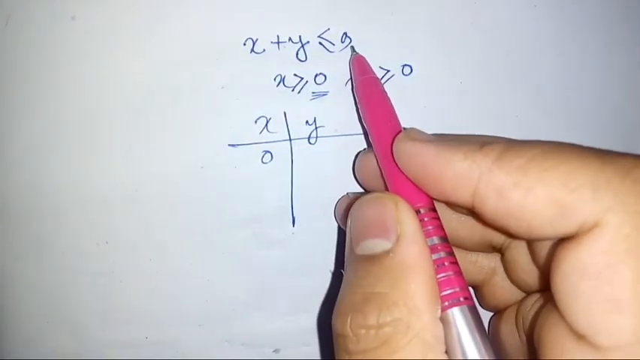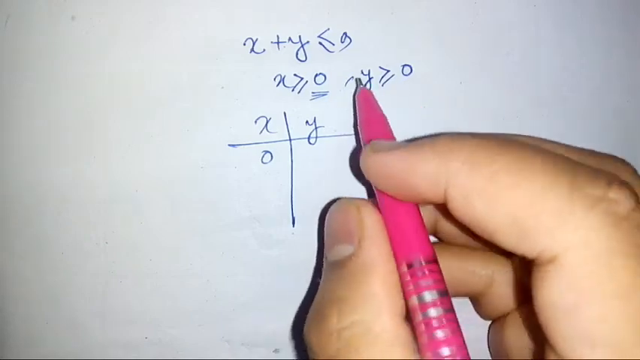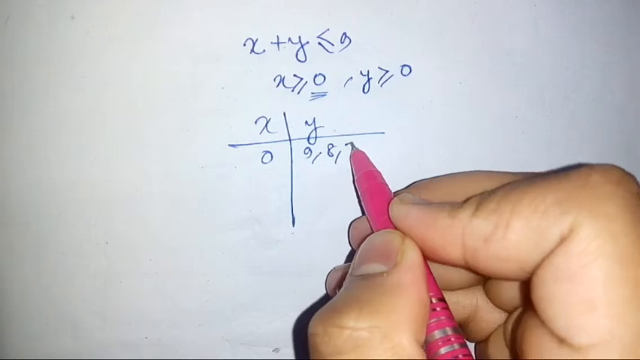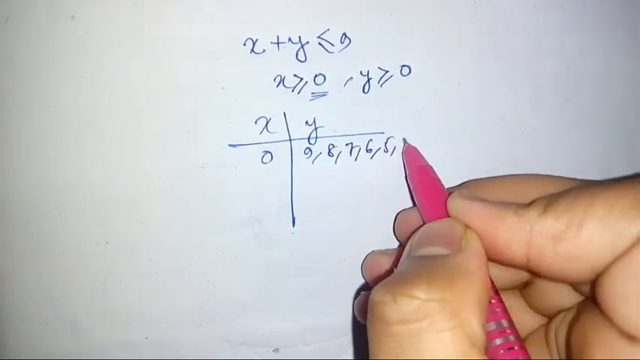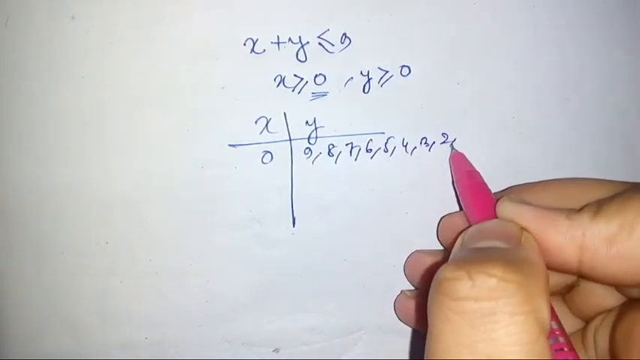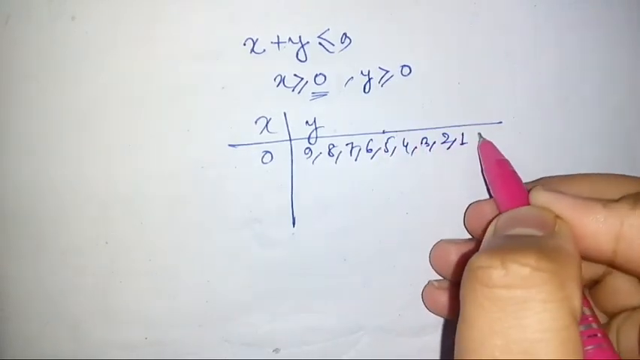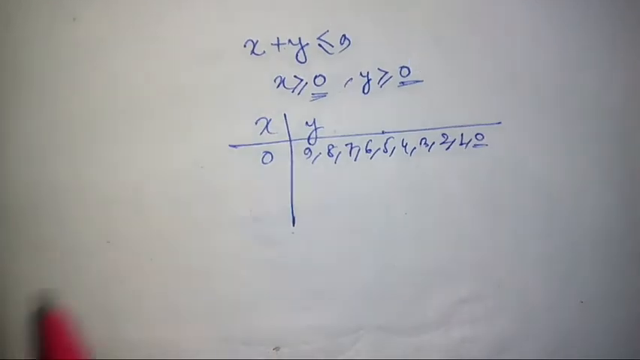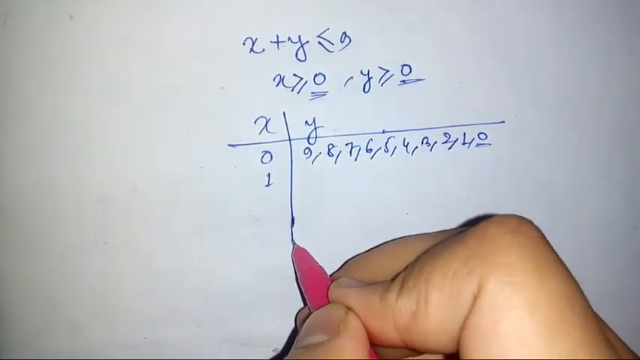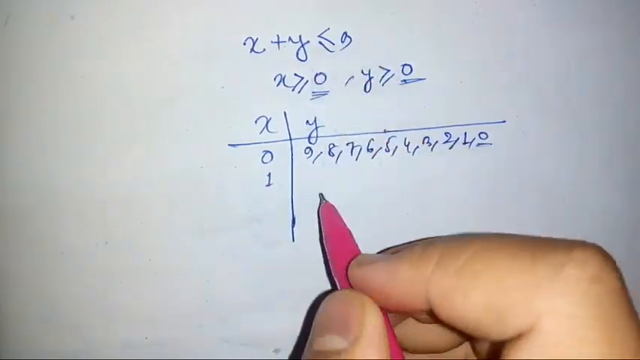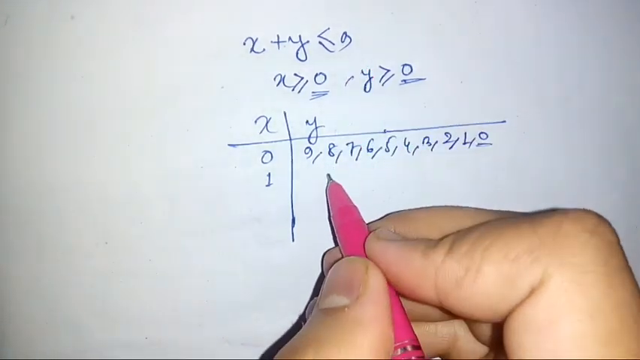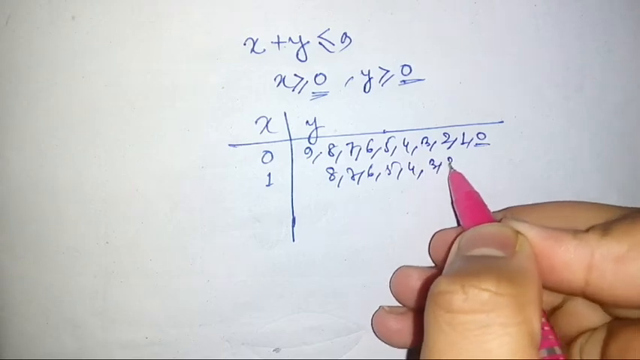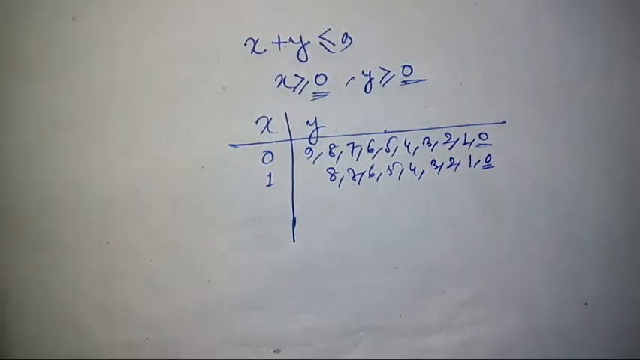So the possible values that y can take are less than or equal to 9. It can be 9, it can be 8, 7, 6, 5, 4, 3, 2, 1, and it can also be 0. 0 is also less than 9, and the minimum value is 0, so we have reached this minimum state. It is done. Now if x is 1, then y can be less than or equal to 8, so it can take 8, 7, 6, 5, 4, 3, 2, 1, 0. We have reached the minimum state.